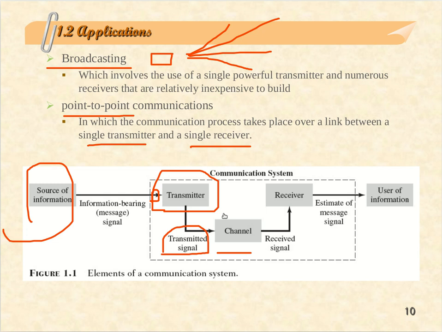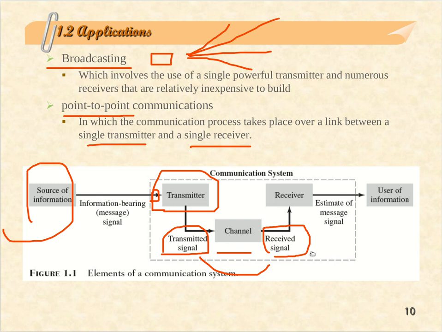Okay, after the channel we have a received signal. Why is it different? Because there is an effect of the channel. There is path loss, there is shadowing, there is fading, there is noise introduced to the signal. So this is different from the transmitted signal. Here we have to overcome the problems that happen to the signal.